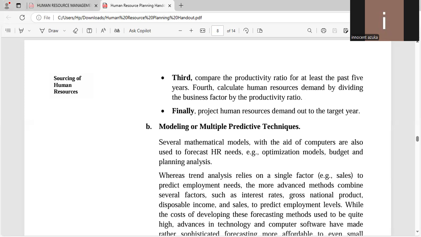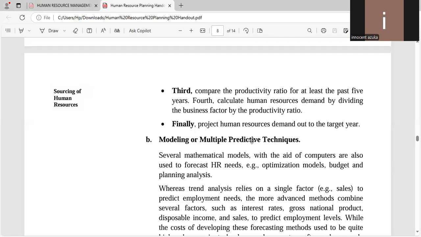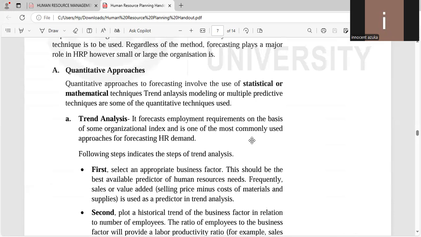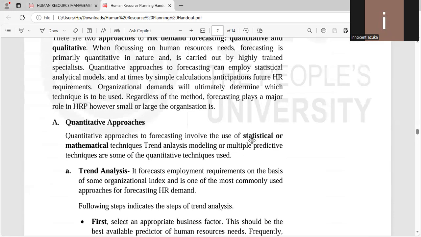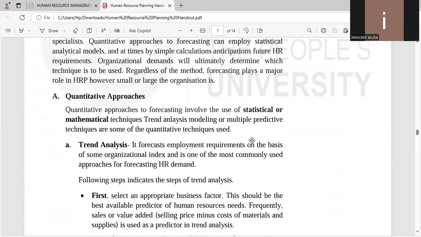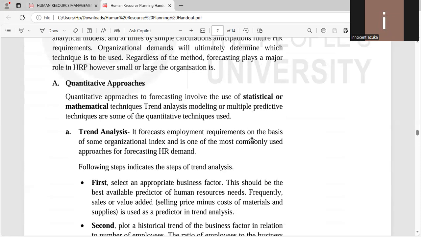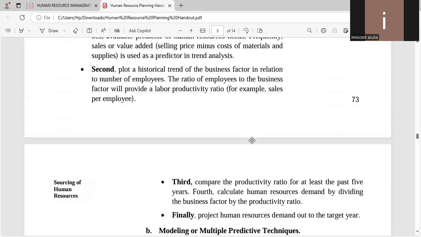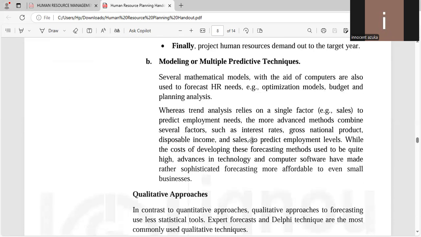Fine. Welcome back to our class. We're looking at the quantitative approach of planning. So number one is trend analysis, which we have discussed. We look at the modeling of multiple predictive techniques under the quantitative approach.